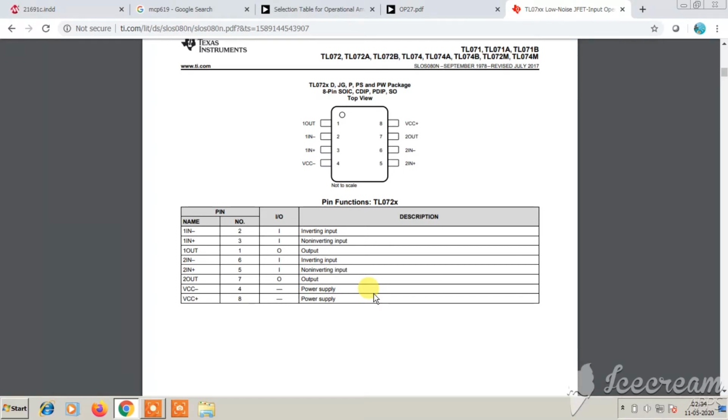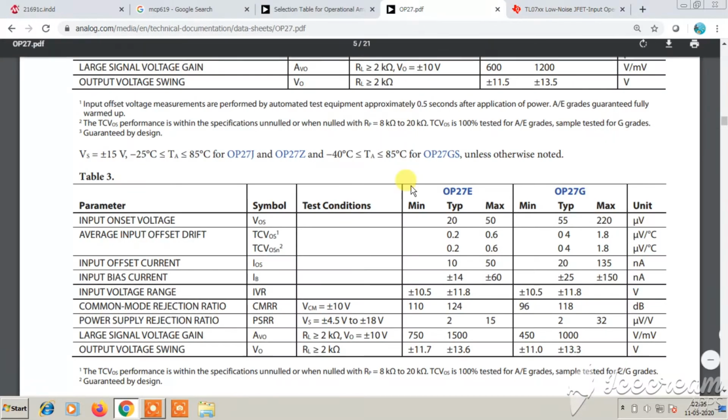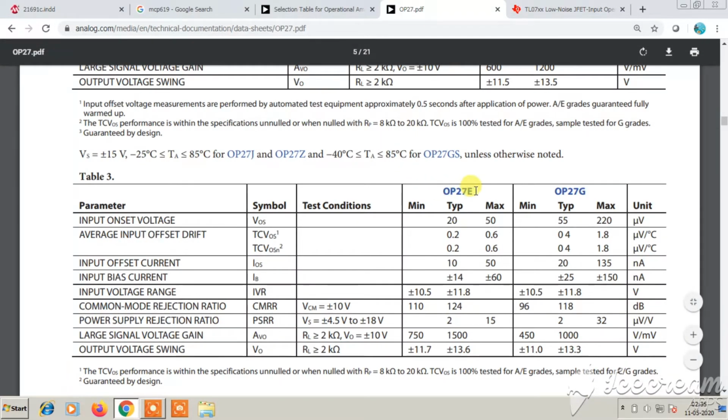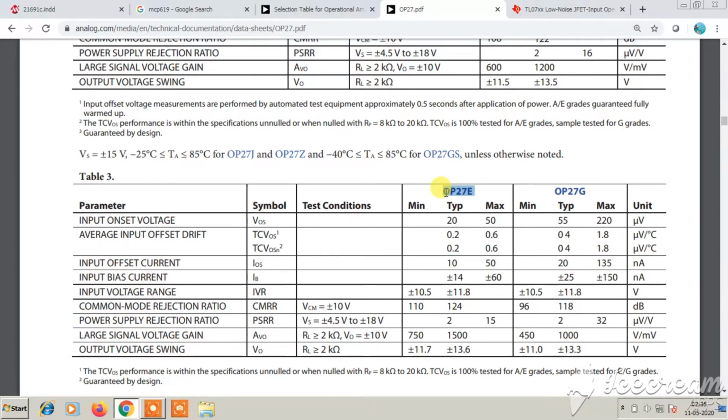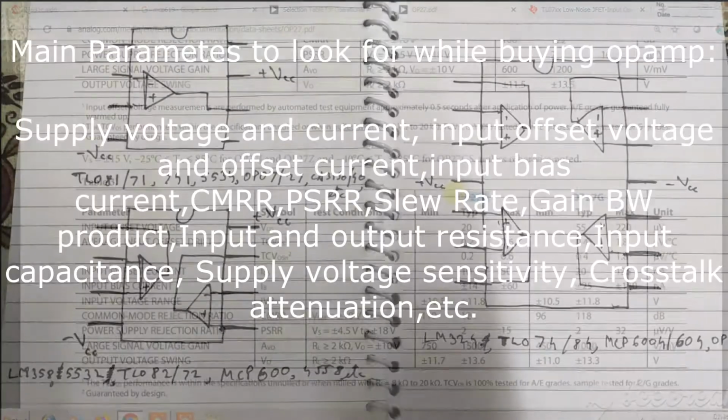See your supply voltage specifications. See your input voltage range, input frequencies, amplification factor, slew rate. Always consider all these factors, and then you may go to buy an op amp. Just as I taught you to read a datasheet, make this a habit. Reading a datasheet will help you to identify which op amps you should use for your project.